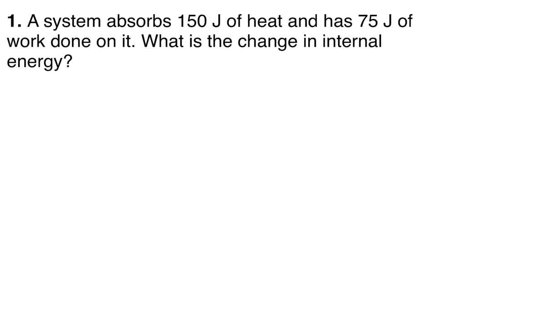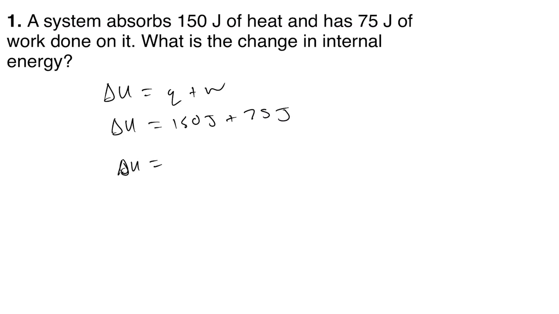A system absorbs 150 joules of heat and has 75 joules of work done on it. What is the change in internal energy? For this problem, we can just use our equation. Delta U is equal to Q plus W. We're solving for delta U, so that's going to be equal to 150 joules plus 75 joules. And delta U is going to be equal to 225 joules.